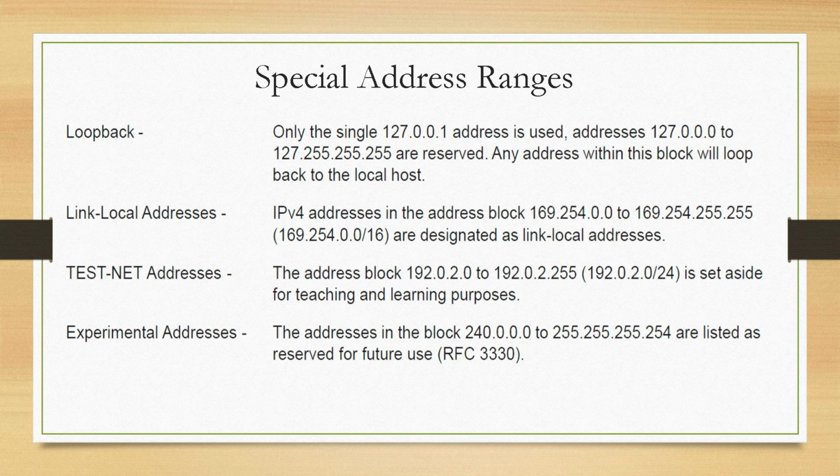Testnet addresses, these are also address blocks between 192.0.2.0 up to 192.0.2.255. This is set aside for teaching and learning purposes. And for experimental addresses, somewhere in class E, these addresses are in the block 240.0.0.0 up to 255.255.255.254. These are listed as reserved for future use.